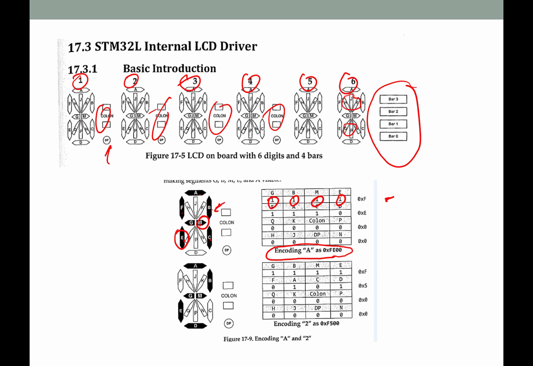Okay, so now we've seen how to get the first one. Then what about F? Yes, it's lit, so 1. A, yes, it's lit, so 1. C, yes, it's lit, so 1. D, that's the first one we've gotten to. It's not lit, so 0. So this is going to be hex digit E.